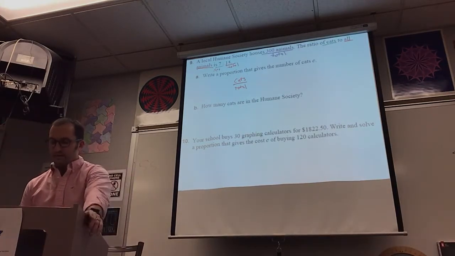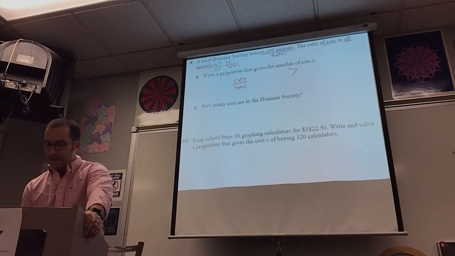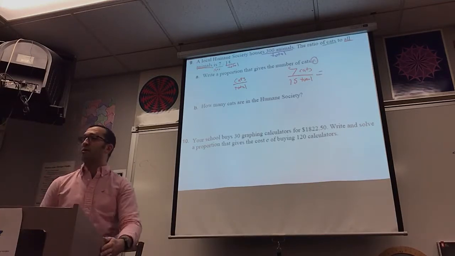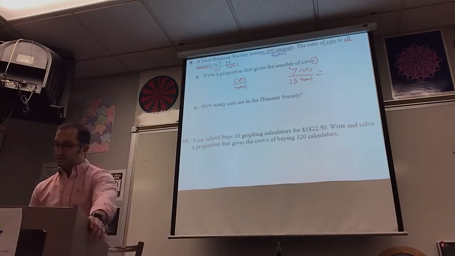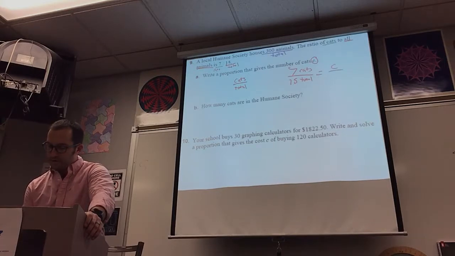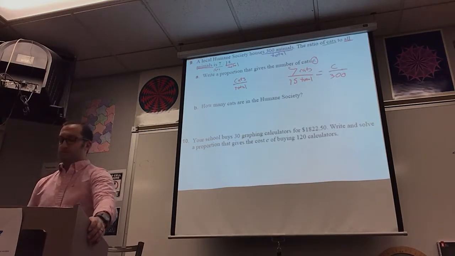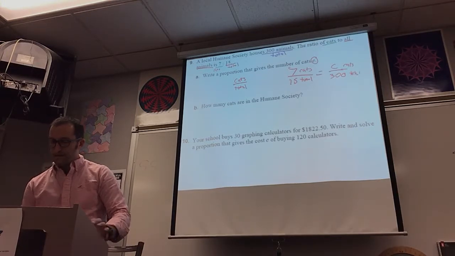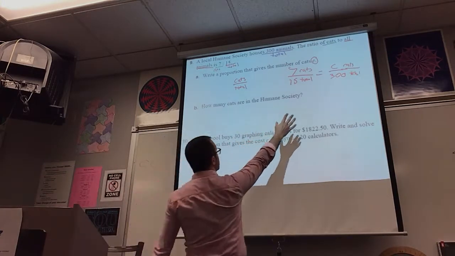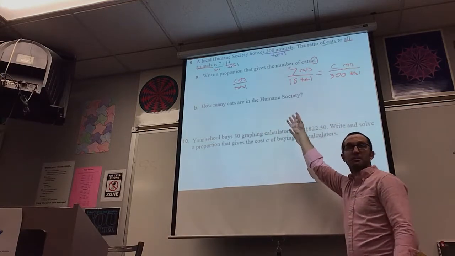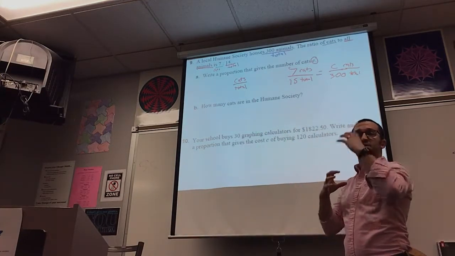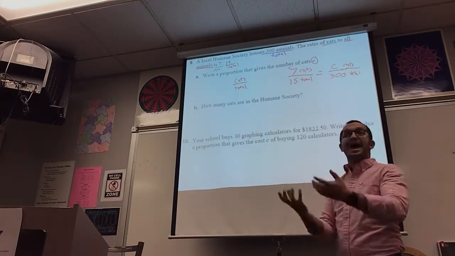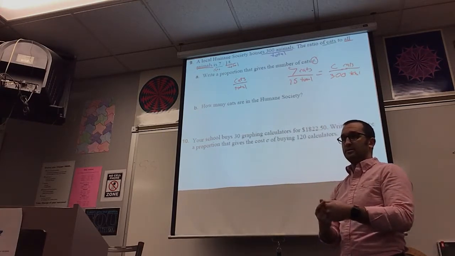Find a proportion that gives the number of cats. So 7 cats to 15 total is equal to, and notice it tells you your variable. What variable should we use? C over 300. Cats to total, right? Notice, one is the relationship. So the first group is the relationship between the cats to total. The second one is the actual, okay?